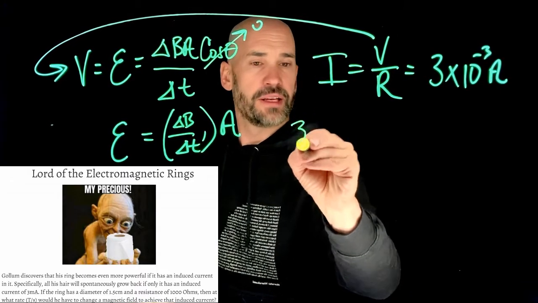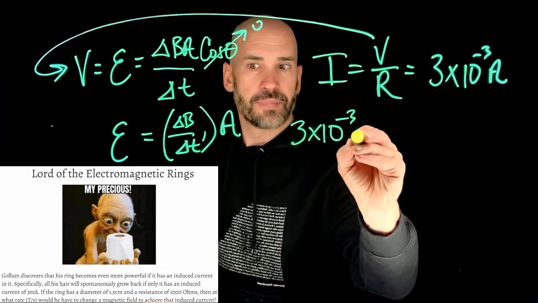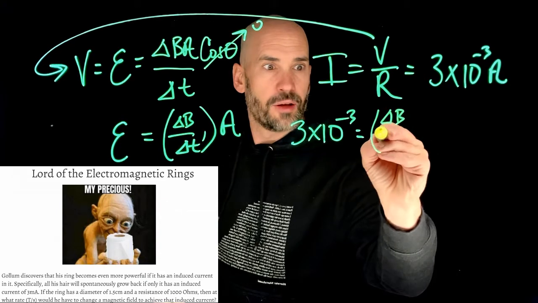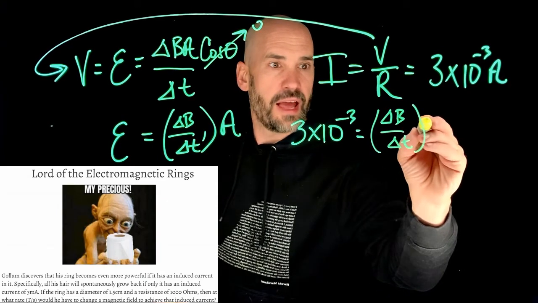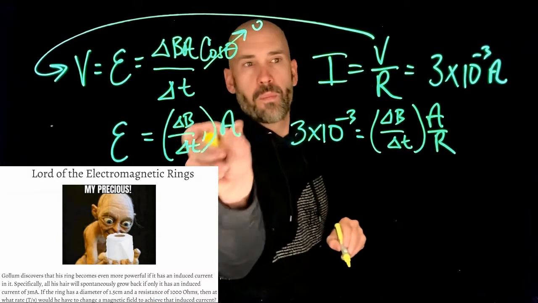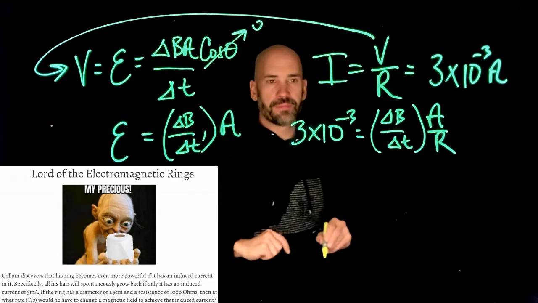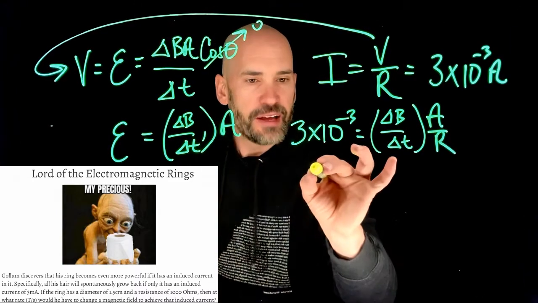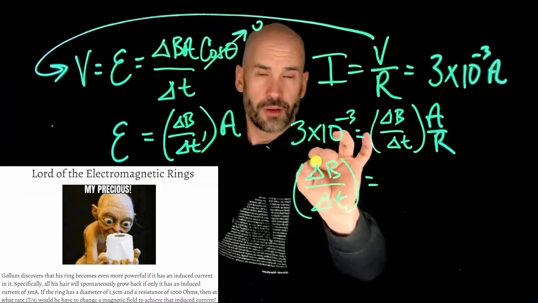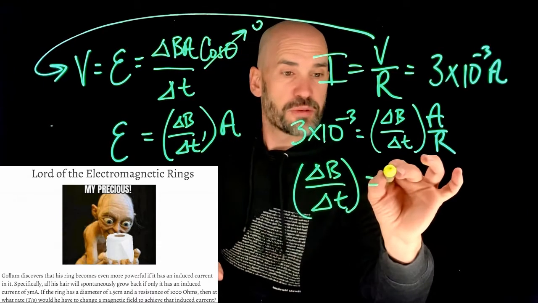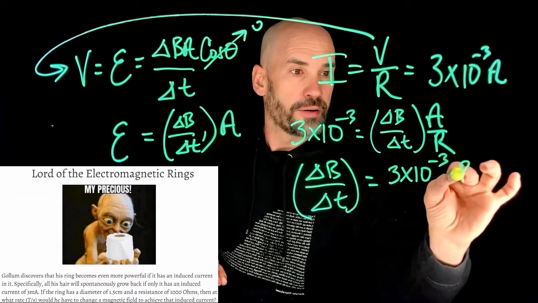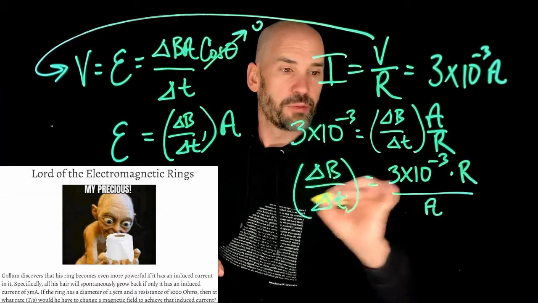We want the current to be 3 times 10 to the minus 3. All right, and I'm going to go ahead and put this in for V. So that's delta B over delta T times A. And there's still that R on the bottom. Okay, which means that if we solve for the rate, if we're solving for delta B over delta T, again, that is the rate that we're looking for, then that should just be 3 times 10 to the minus 3 times R divided by the area of the ring.